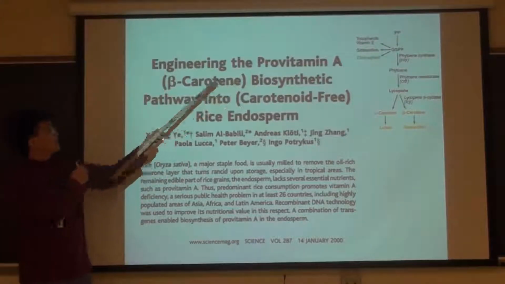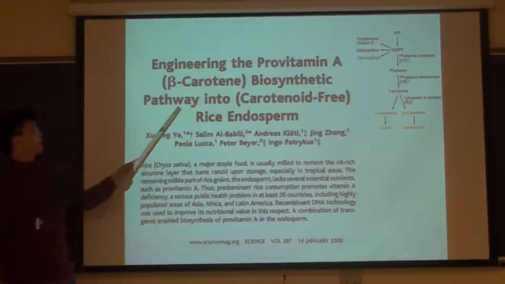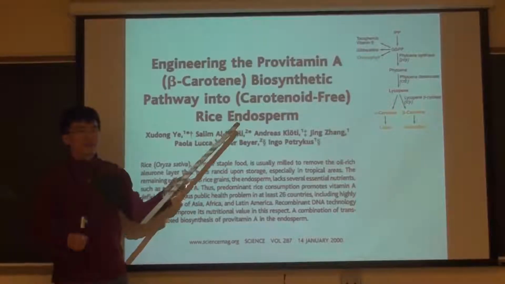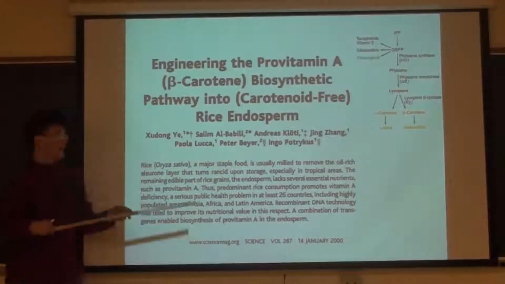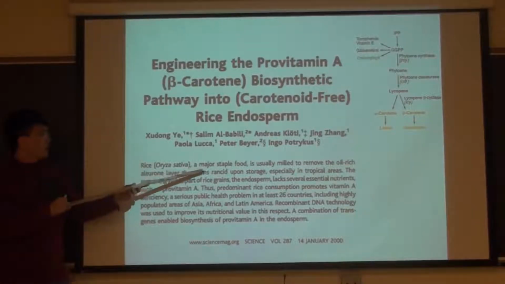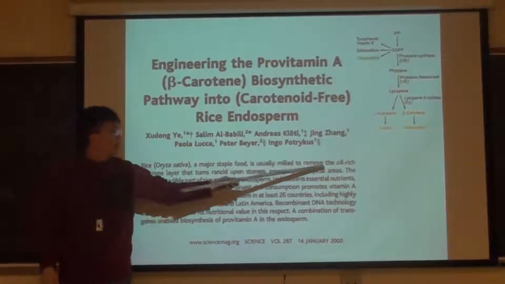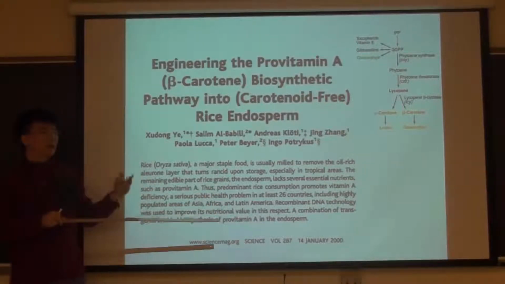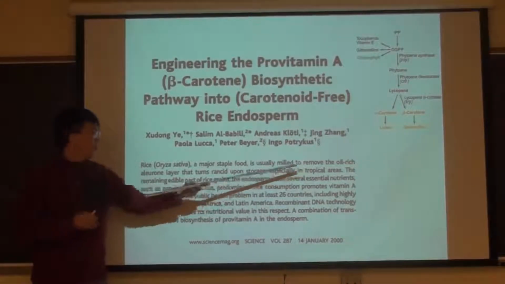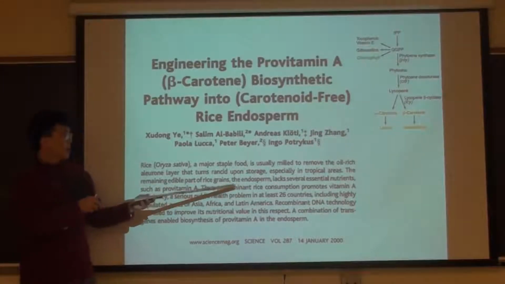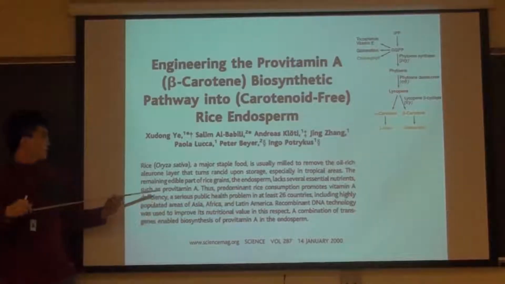Engineering the provitamin A, beta-carotene, biosynthetic pathway to carotenoid-free rice endosperm. Very technical expression. Let's look at the abstract. This must be rice. Oryza sativa, I guess the Latin name for rice, is a major staple food. It is usually milled to remove the oil-rich layer that turns rancid upon storage, especially in tropical areas.